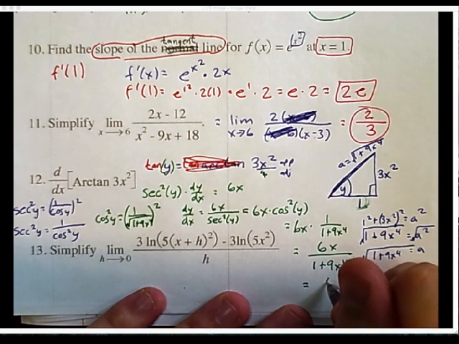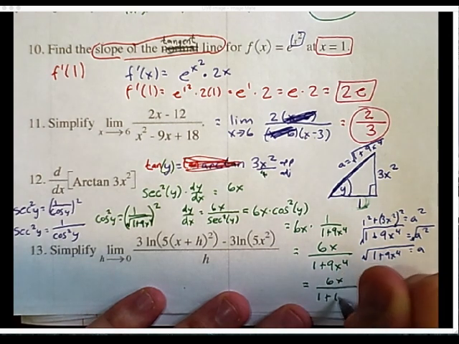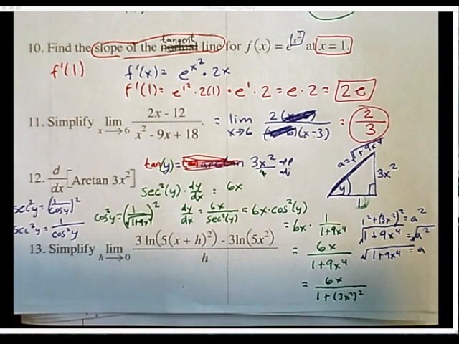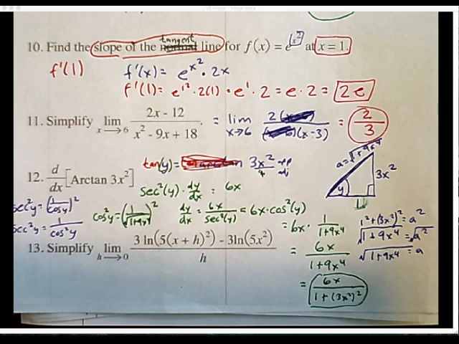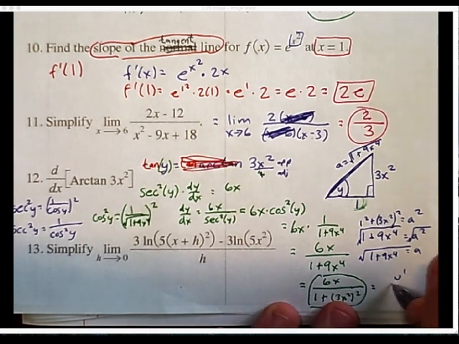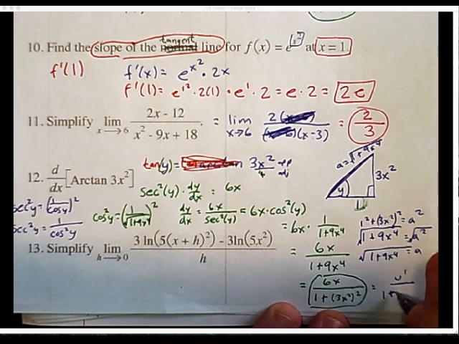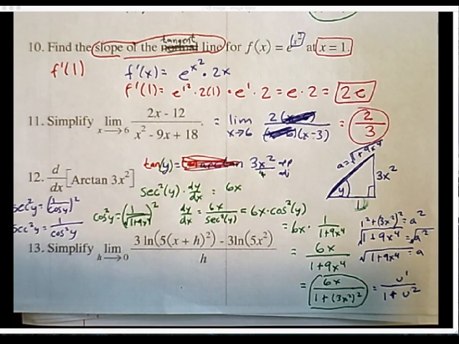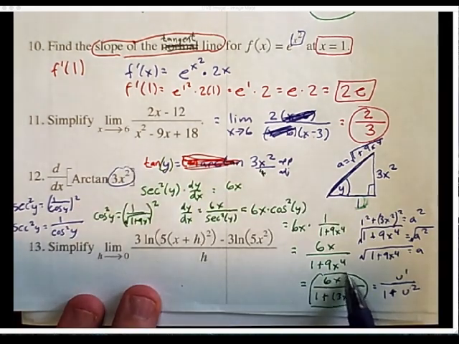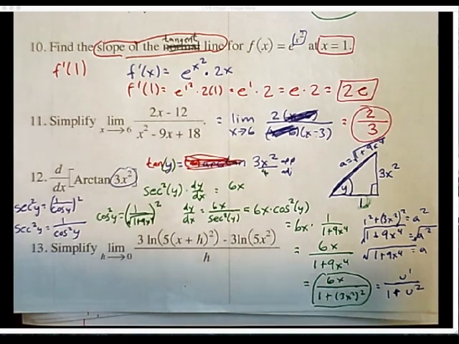Or you could simply write that as 6x over 1 plus 3x squared, quantity squared. If you just remember the formula, you know that it would be u prime over 1 plus u squared. That's the formula, if you remembered that. Derivative of 3x squared, simply 6x, over 1 plus this thing squared. So there's the formula for it.